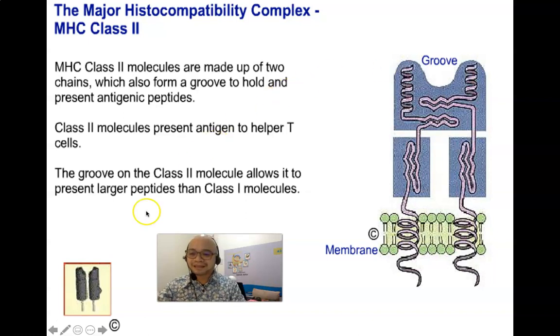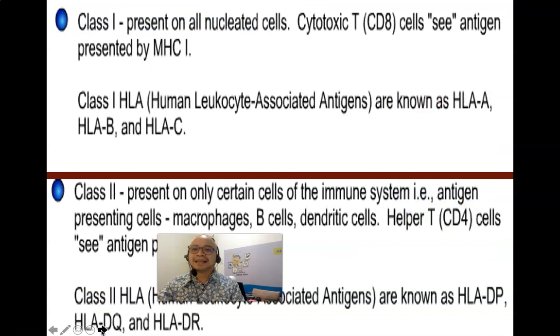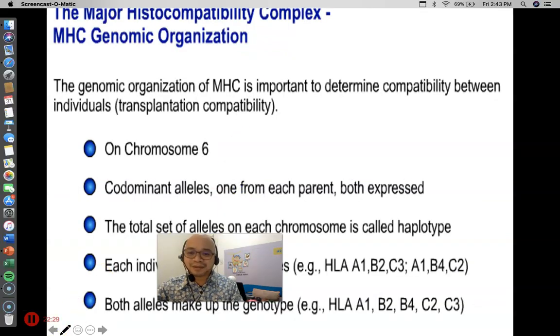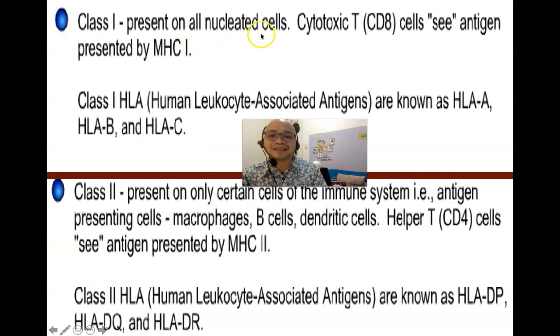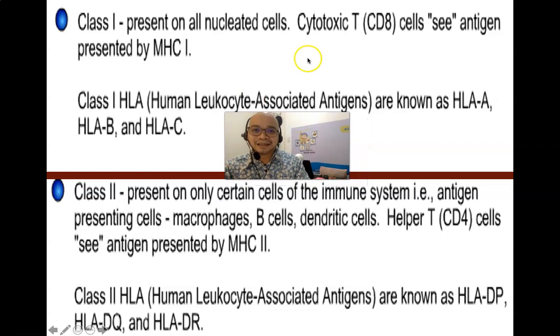Okay, so class 1 is present on nucleated cells. Let me go back to that slide. Okay, so class 1 is present on all nucleated cells. Okay, class 2 is present on antigen presenting cells. Class 1 will actually present to CD8 or cytotoxic T cells. Class 2 will present to CD4 cells.